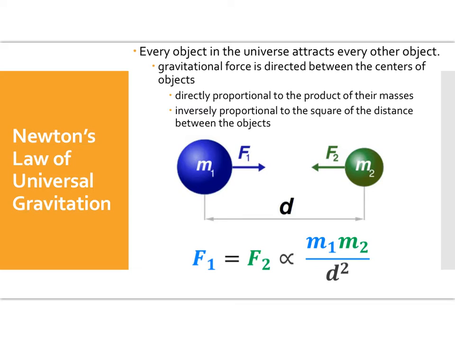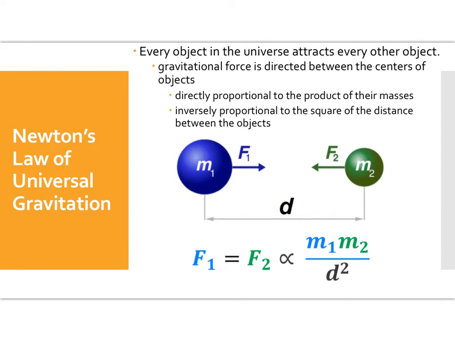And Newton was able to figure out that the gravitational force is directly proportional to the product of the objects' masses. Remember, product means that you multiply things together. So when you multiply the masses together, mass 1 times mass 2, if that goes up, then the force is going to go up. If the product between masses goes down, then the force is going to go down.